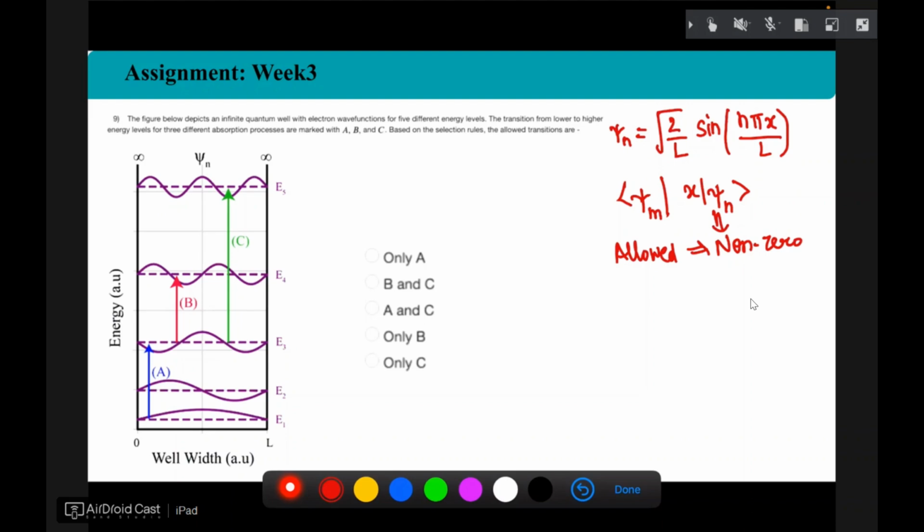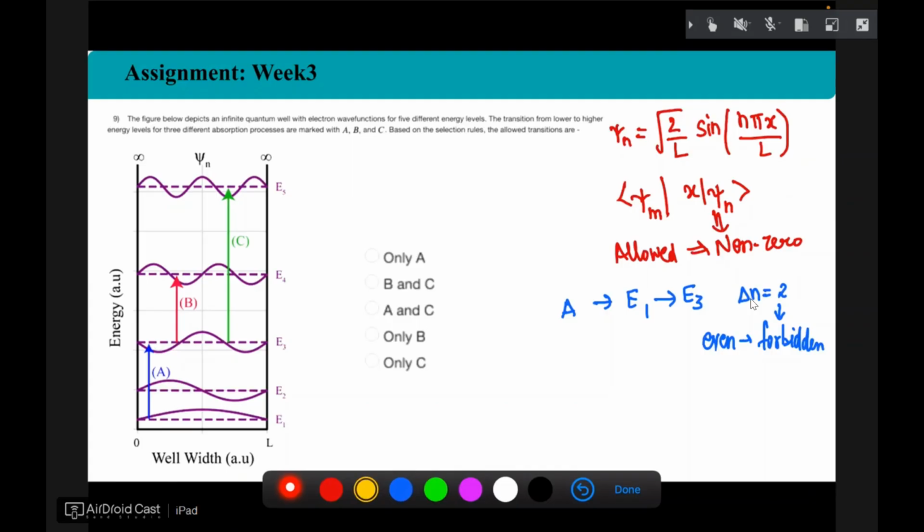So let's see the first transition A. So A is the transition from E1 to E3. So E1 to E3, delta n is equals to 2. That is forbidden. So if you substitute m is equals to 1, n is equals to 3, then this product will be an even function, but x is multiplied, so it will make an odd function, so this integral will become 0. So that's why it is forbidden.